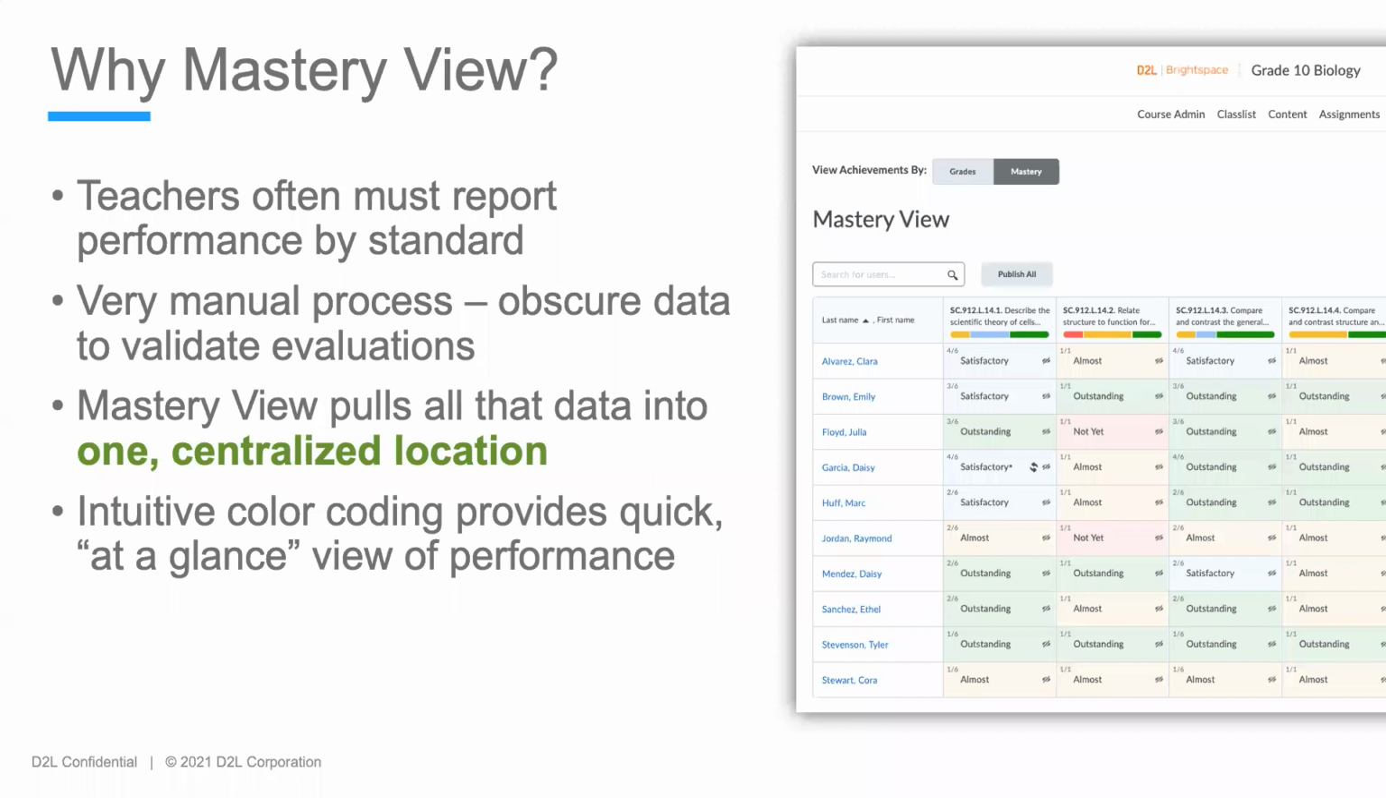So Mastery View pulls all of that data together for you into one centralized, easy to access location. It's color coded based on the achievement scale that you create, so that it's really easy to get an at a glance, quick view of performance across all of your students at one time. The distribution bar at the top also gives you a quick histogram, showing you the relative performance level of each category. And we'll talk about all this in more detail as we go.